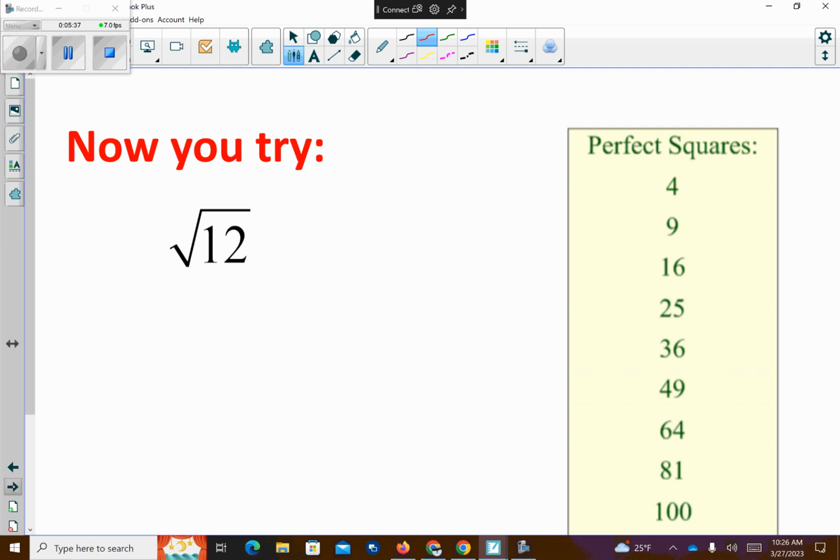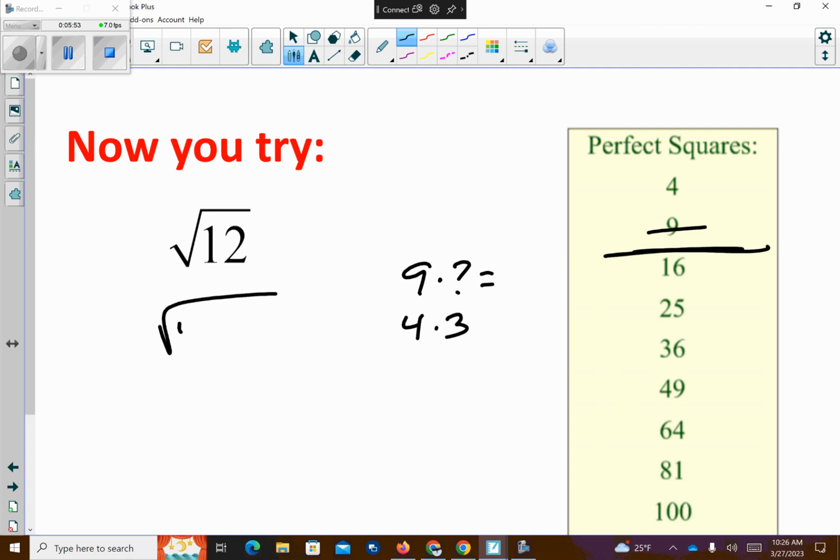All right, so next one, 12 falls about here. Can I go 9 times a number to get 12? No. Can I go 4 times a number to get 12? 4 times what? 3. So this is the same thing as 4 times 3. The square root of 4 is what? 2. So I get 2 square root 3.